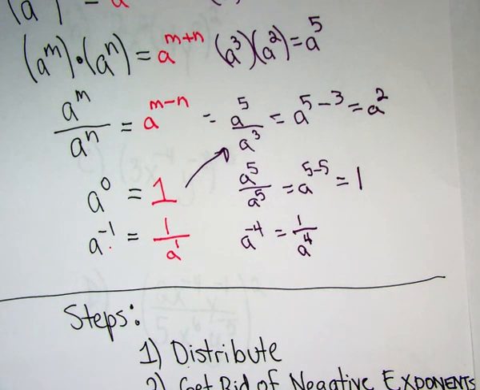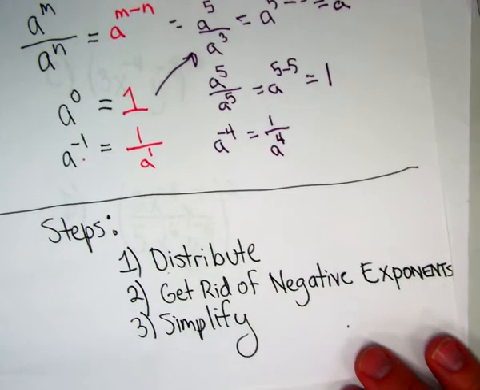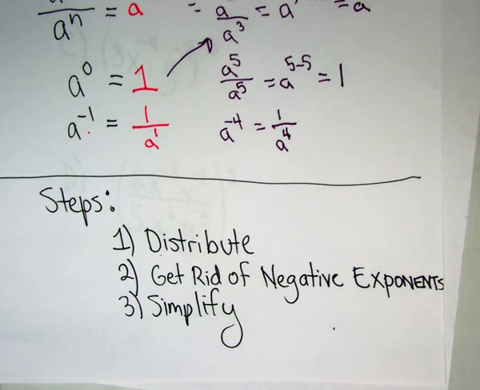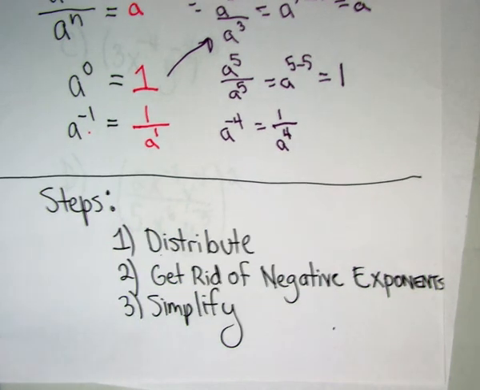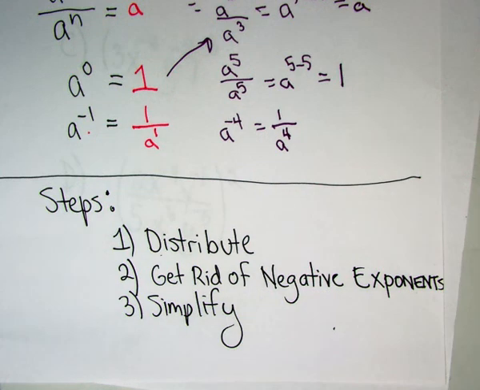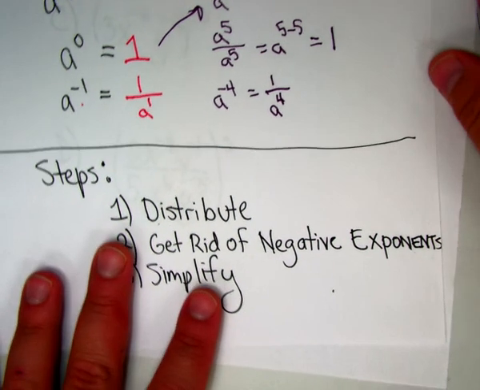Now, the steps for solving these, there's always 3 steps, and you just have to go through them over and over to simplify them. Distribute first. Get rid of a negative exponent, and then simplify. We're going to use these 3 steps to do some practice problems.